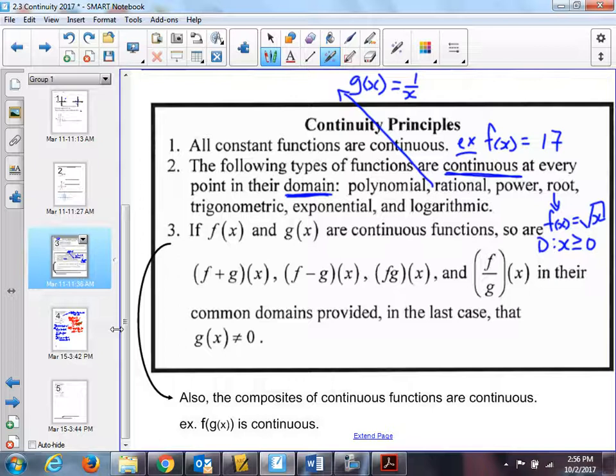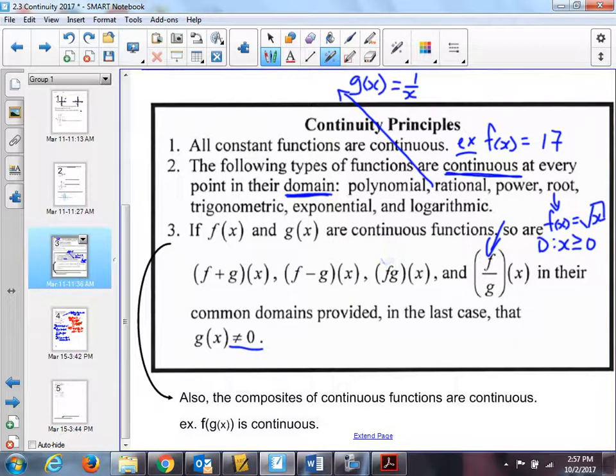And then finally, if f and g are continuous functions, so are the results of some operations on these. If you add the two functions together, the result will be continuous. If you subtract the two functions, so if x squared is my one function, that's continuous, and x cubed is my other function, if I took x cubed minus x squared, I'm guaranteed that's continuous. If you multiply the two functions, you'll get a continuous function, and if you divide, so long as you're not dividing by a value that will give you 0.